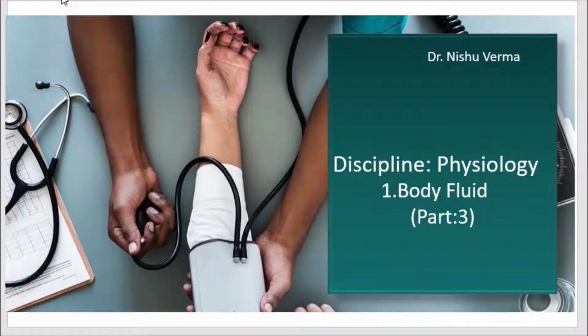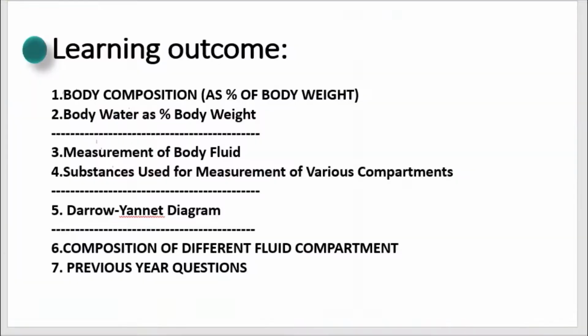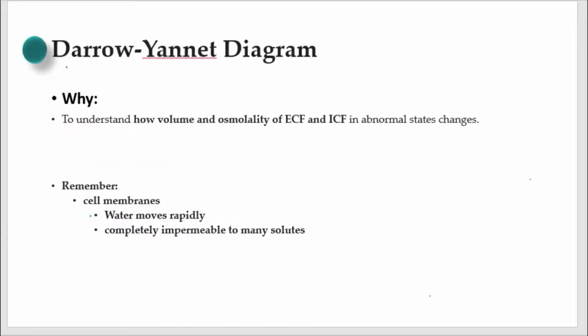So today we learn about body fluids part 3 in the discipline of physiology. In the previous couple of videos we learned four topics from the learning outcome, and now we have to learn topic number 5, the Darrow-Yannet diagram. So I start my video here.